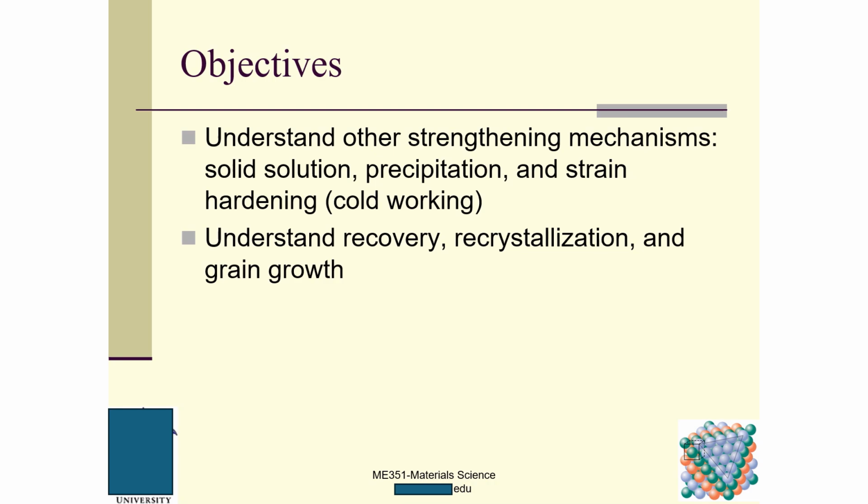In last class, we talked about our first strengthening mechanism, which is reducing the grain size. And today's objectives include other strengthening mechanisms, for example, solid solution, precipitation, along with strain hardening. Strain hardening is also called cold working. And then we are going to talk about recovery, recrystallization, and grain growth.